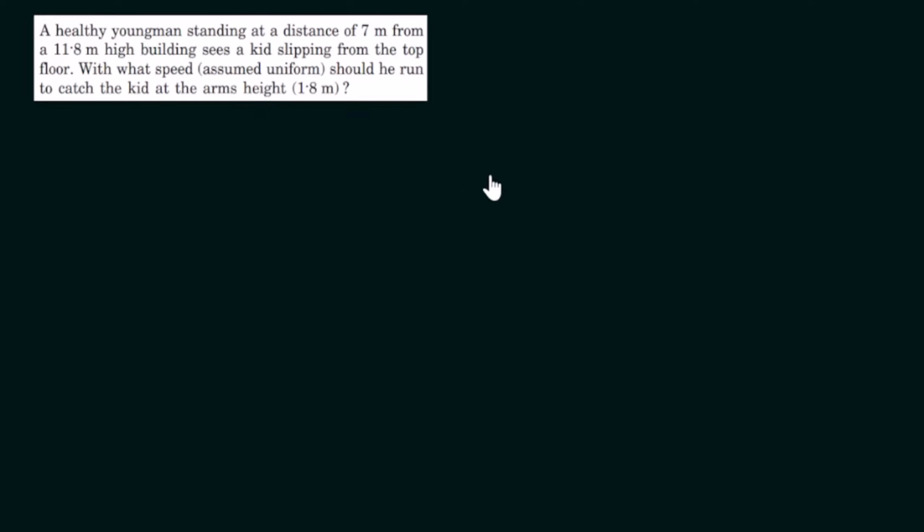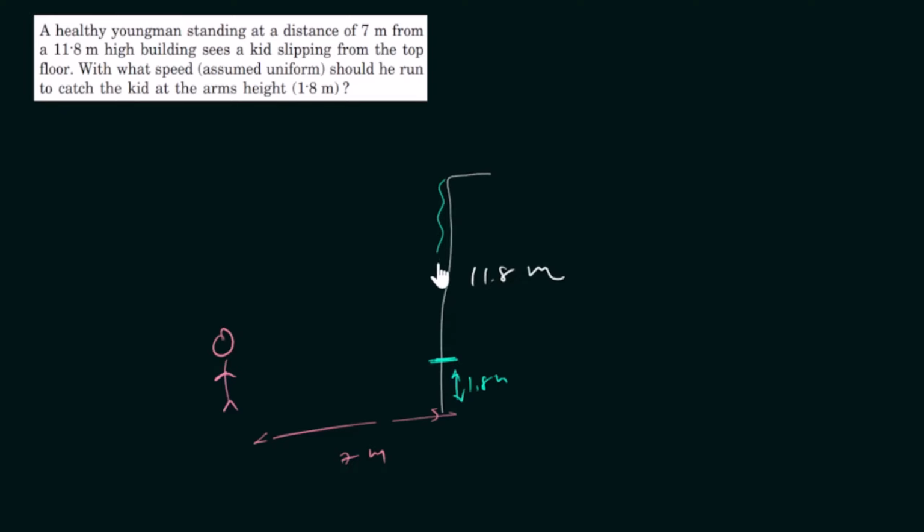Okay, so consider one building which is 11.8 meter high. There is a guy standing over here, at a distance of 7 meter. Now he has to catch the kid at this particular height, which is 1.8 meter. So this particular part is going to be 10 meter. Now the kid is here, and he is going to fall downward. So initial speed is taken to be 0, and the height is 10. Now we have to find the time.